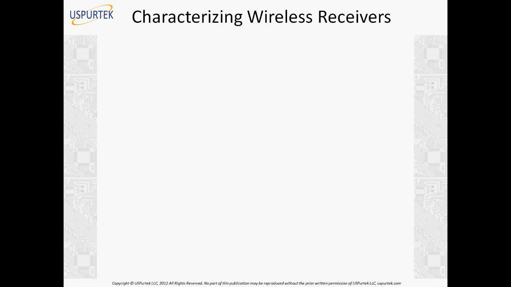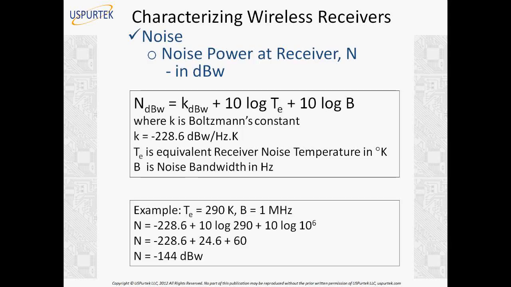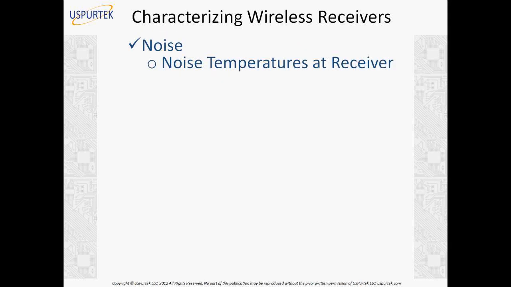In terms of dB, for our calculations, we have used this formula with an example here, which is minus 144 dBW at an equivalent noise temperature of 290 K and a bandwidth of 1 megahertz. The same criteria we can apply to any receiver for any bandwidth.